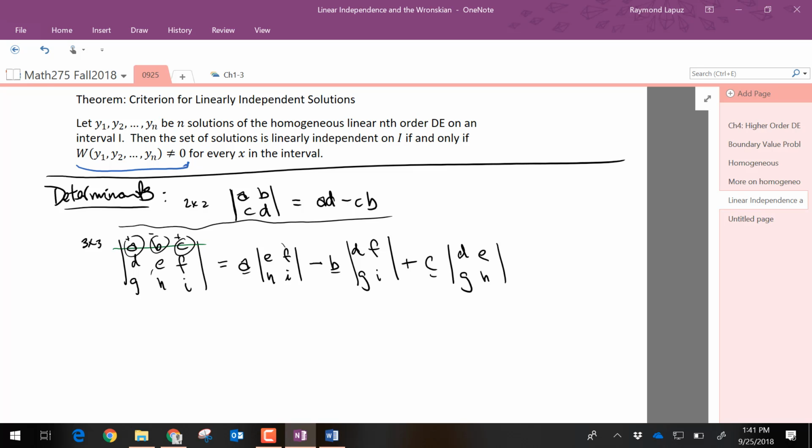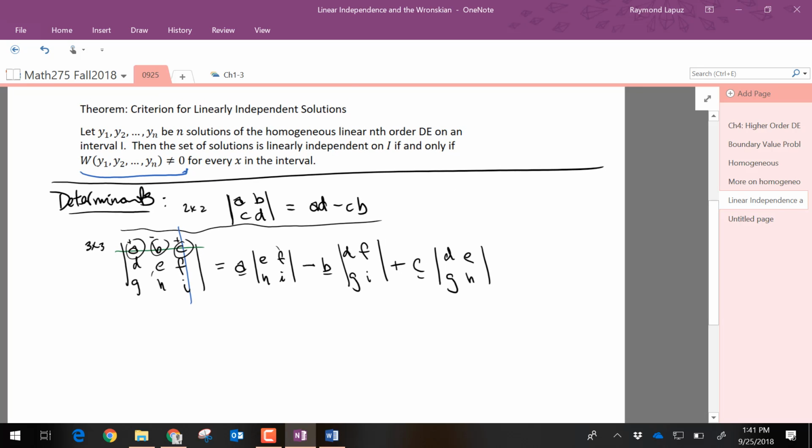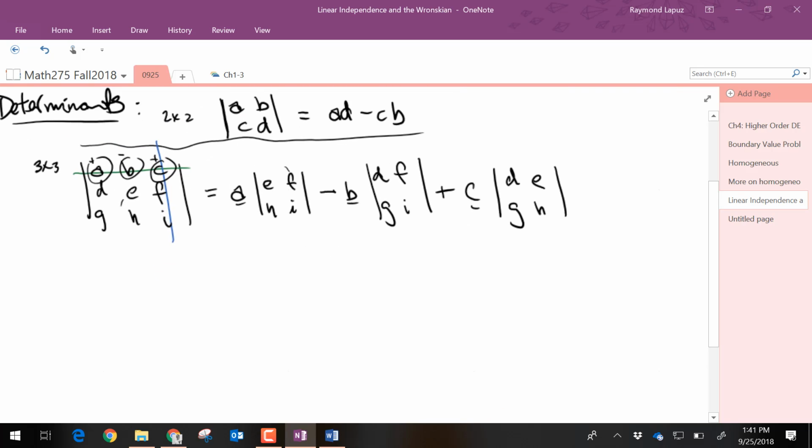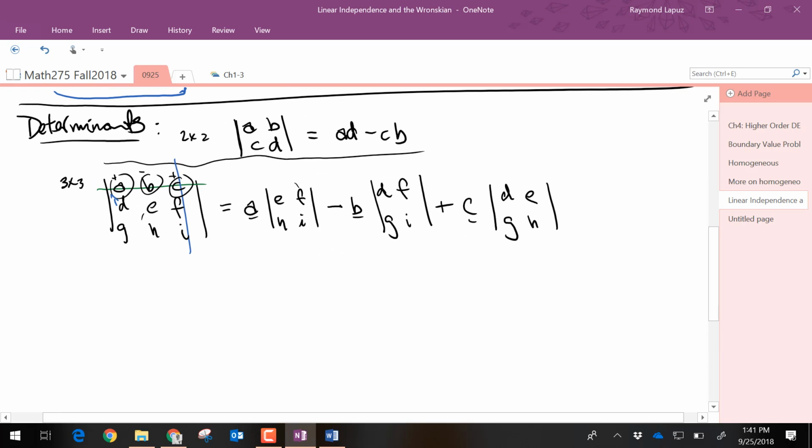But I want to show you if I expanded on a different row or column, I would have something like this. So I would still need to keep track of the pluses and minuses. And as I move around the matrix, each of these things will have a sign. It's actually a minus. Minus, plus, minus, plus, minus, plus. Each of these things would have a sign.